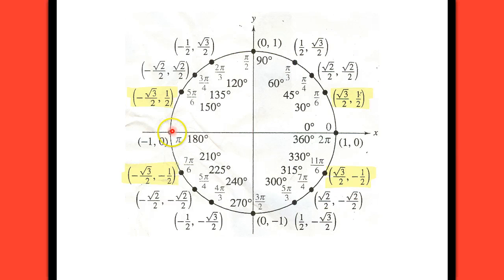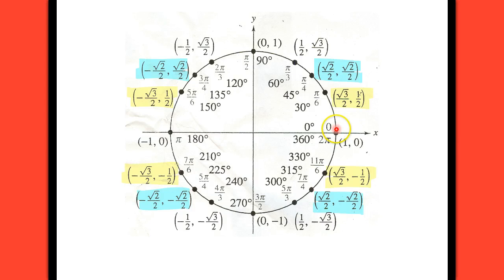If I come 30 degrees away from the x-axis, there's that same ordered pair, square root of 3 over 2, 1/2. You'll also notice that the radian measure that goes along with each of those has a denominator of 6: 1 pi over 6, 5 pi over 6, 7 pi over 6, and 11 pi over 6. So all the radian measures on the unit circle that have a 6 in the denominator have that same ordered pair with them. All right?